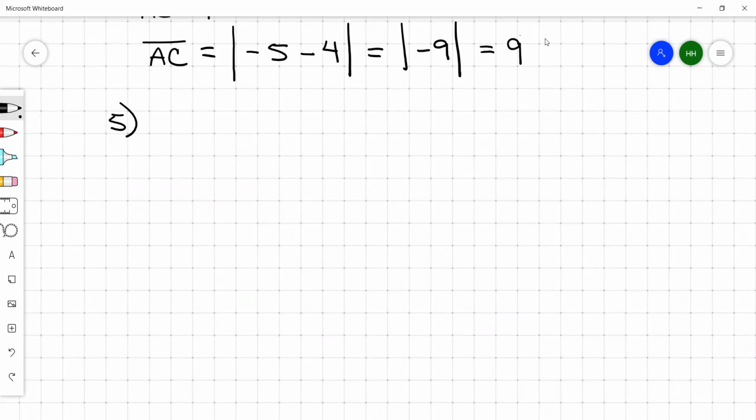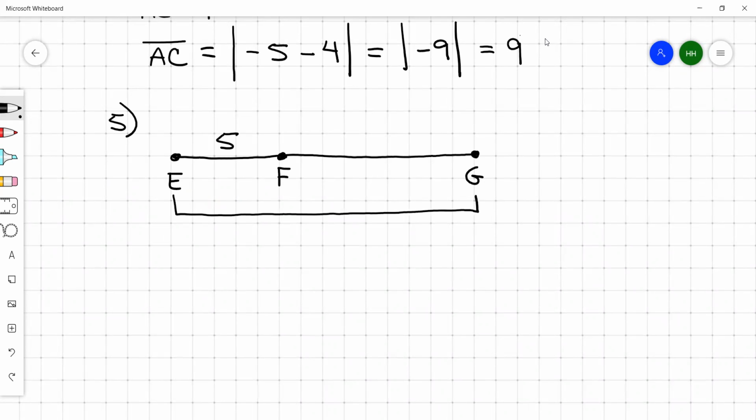Number 5, you're going to be given a segment EFG. You're going to be told that E to F equals 5, and E all the way to G equals 17. Find FG. So you need to find segment FG.